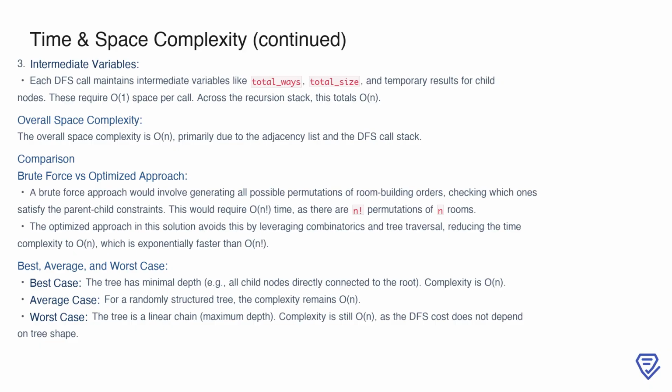By contrast, our solution uses combinatorics and tree traversal to achieve O(n) time complexity and exponential improvement. Whether the tree is shallow, randomly structured, or a linear chain, the time complexity remains O(n), making the solution robust across best, average, and worst-case scenarios.